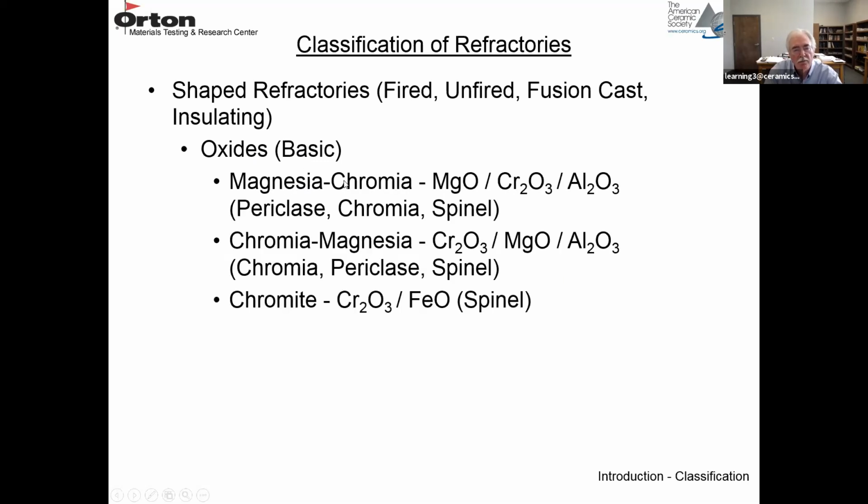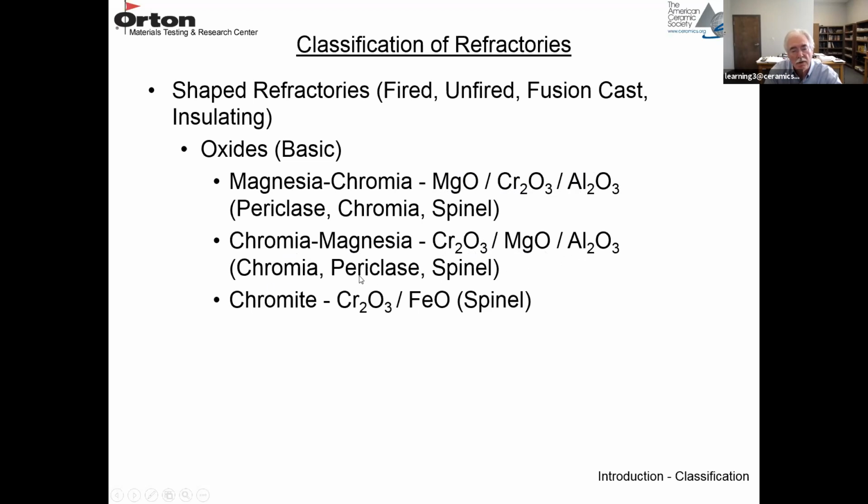Other basic oxides are magnesia chromia or chromia magnesia or chromite. So magnesia chromia has the majority of the phase present as MgO, followed by Cr2O3, and there's also some Al2O3 present. So the crystalline phases are periclase, chromia, and spinel. If it's chromia magnesia, the majority phase would be Cr2O3, followed by MgO and Al2O3.